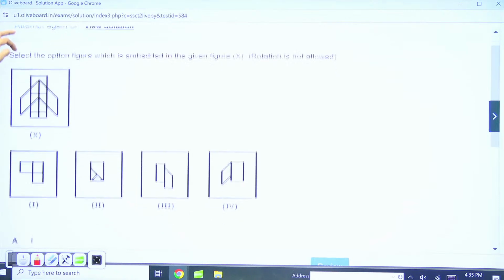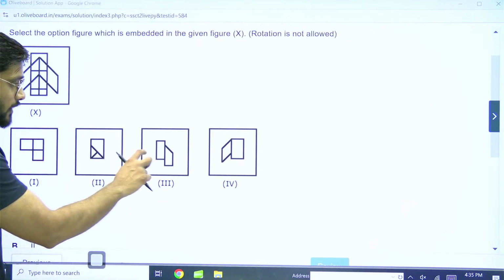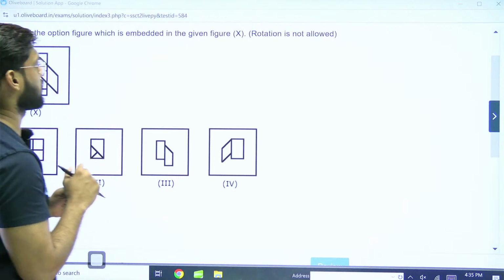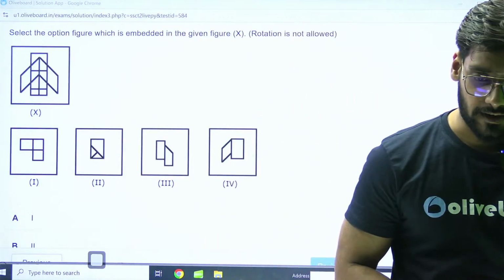19th question, we need to find the embedded figure. Which of the following options is embedded in the given figure? We need to find the embedded one.